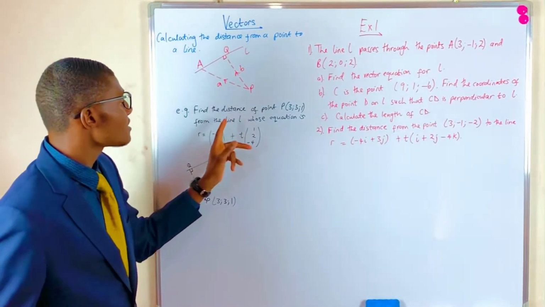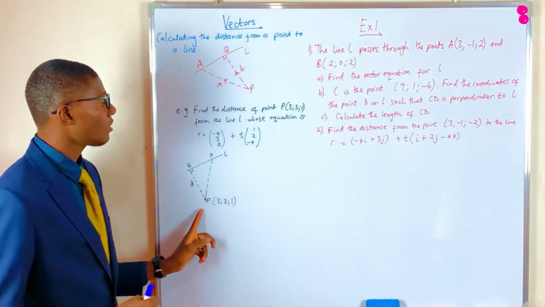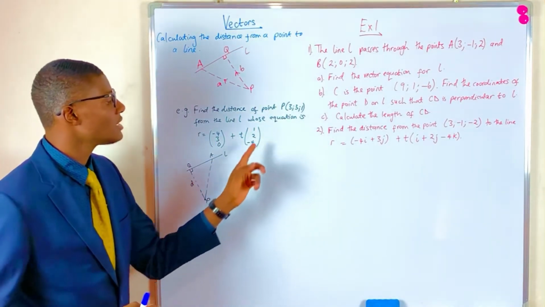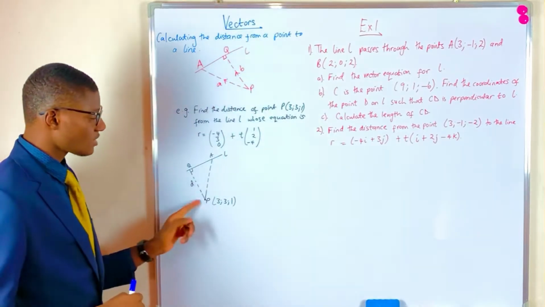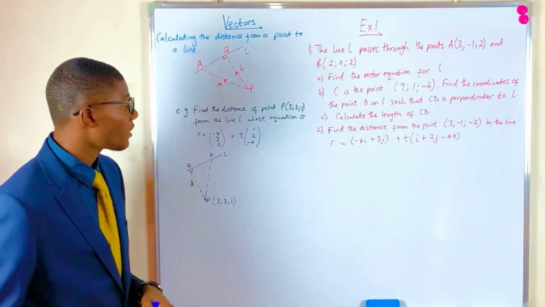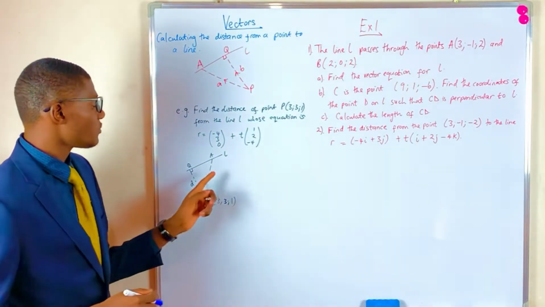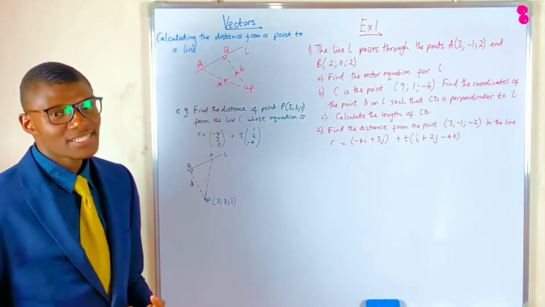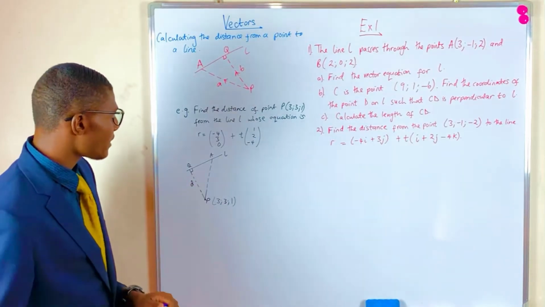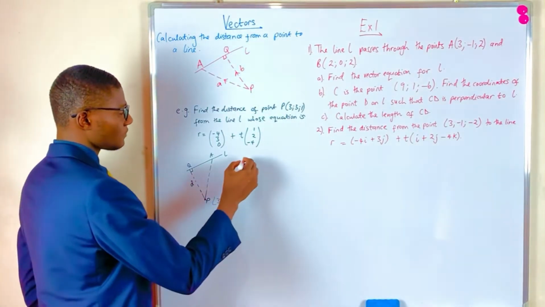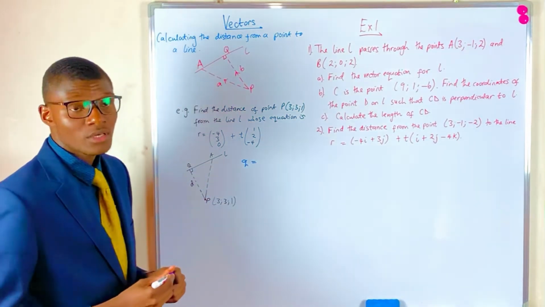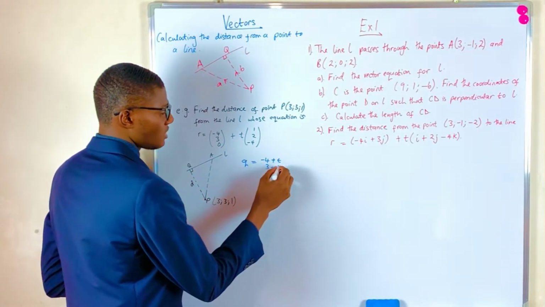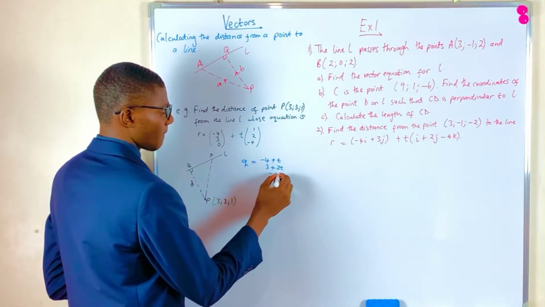So this example says find the distance of point P from the line r, whose equation is r equals (-4, 3, 0) plus t(1, 2, -4). So that's the distance that we want, and we're given the coordinates of point P. So we know that this vector equation gives us the position vector of any point along line L, such that we can say the position vector of Q is equal to (-4 + t, 3 + 2t, -4t).